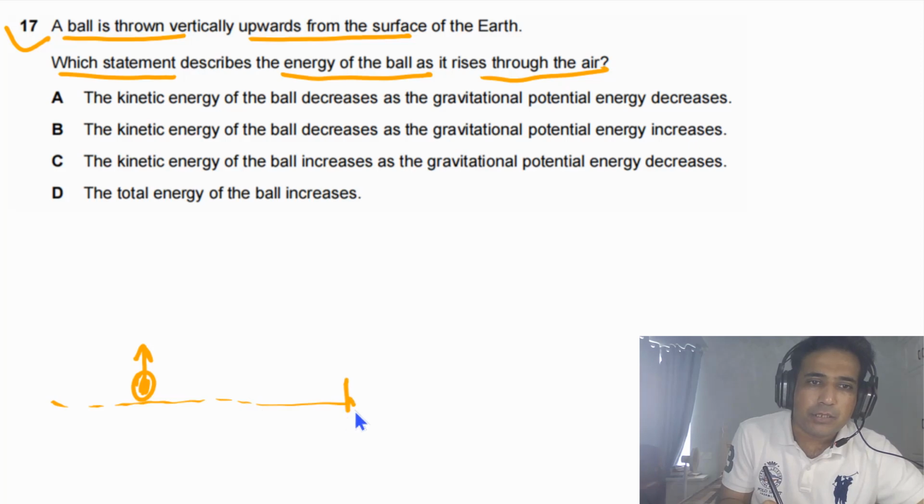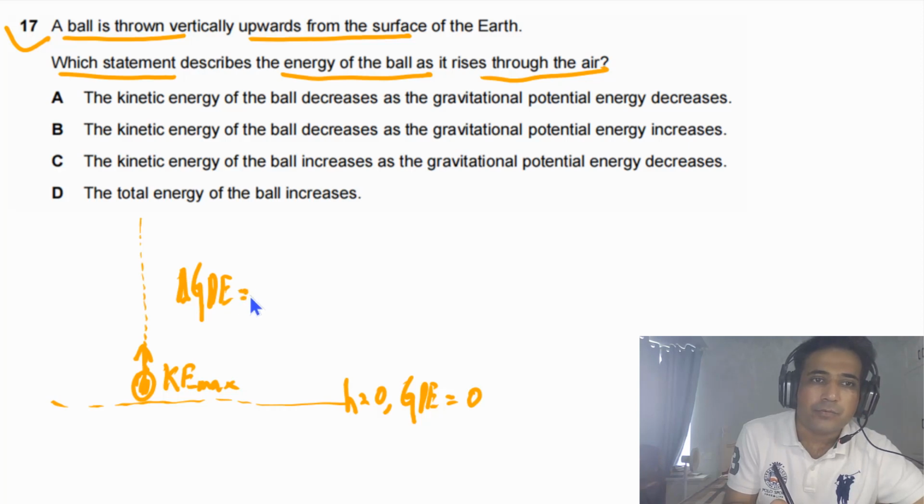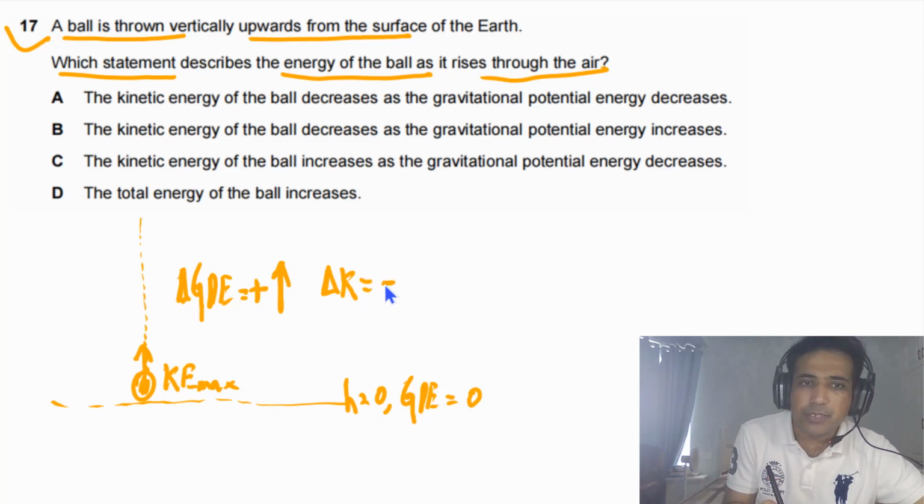So here we can take h equal to 0. This is our reference level, so GPE here will be equal to 0. Then the kinetic energy of the ball at this point will be maximum. As the ball rises, the change in GPE will be positive, meaning GPE will increase, and the change in kinetic energy will be negative, meaning kinetic energy will decrease.